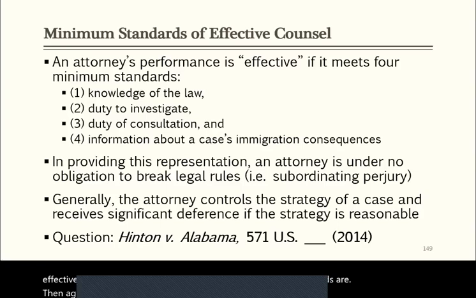Now, with this low threshold, attorneys always get a bad rap, especially criminal defense attorneys. And as a former one, it makes me sad because I don't like the connotation. But what most people don't realize is that in providing this representation, even if you're claiming ineffective assistance, an attorney is under no obligation to break legal rules.